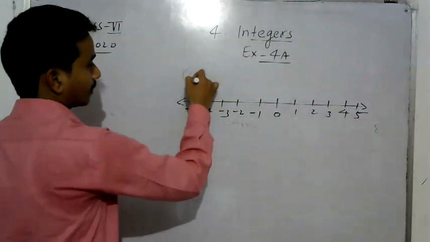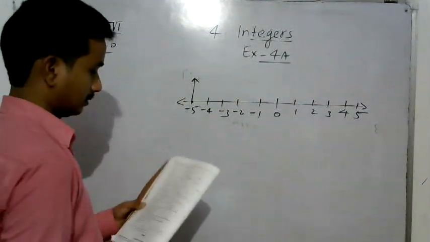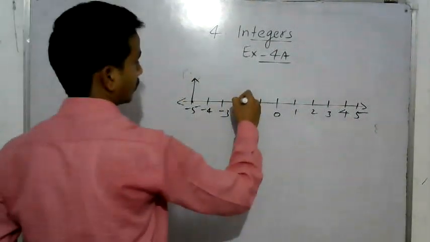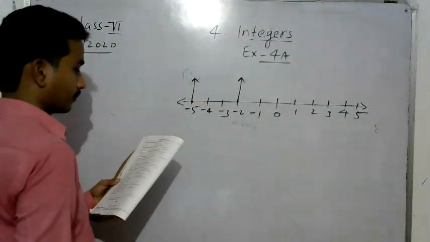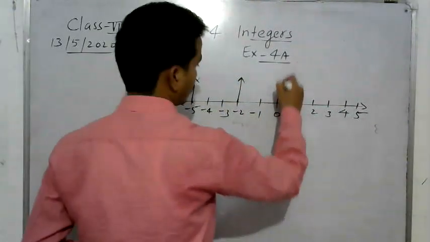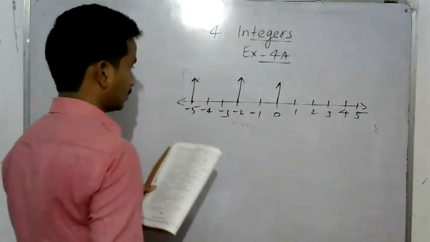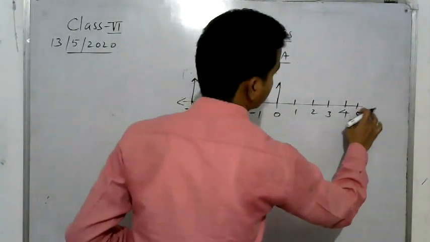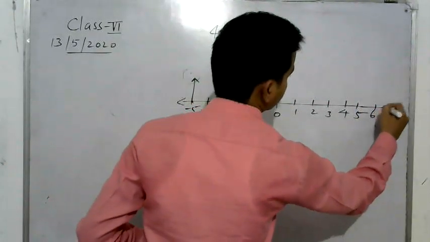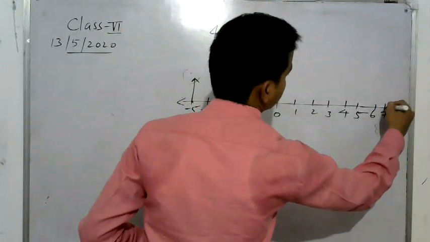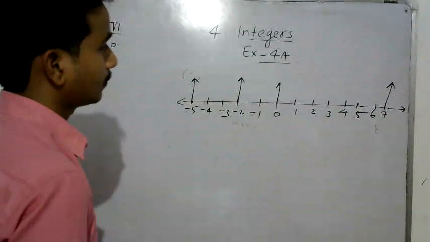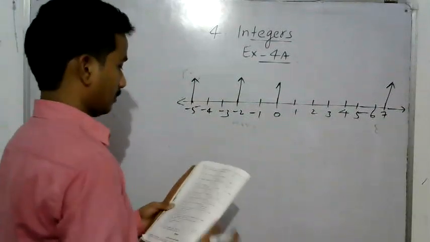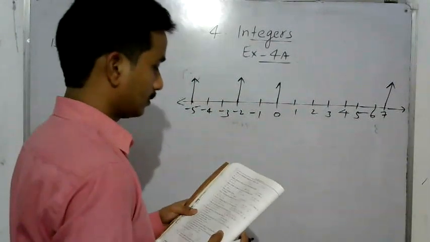Now first you have to show minus 5. So the position of minus 5 is here. Minus 2, the position of minus 2 is here. 0, so 0 is here. 7: 5, 6, and 7, so 7 is here. In this way, you have to mark the position of these integers on the number line. You can do this.